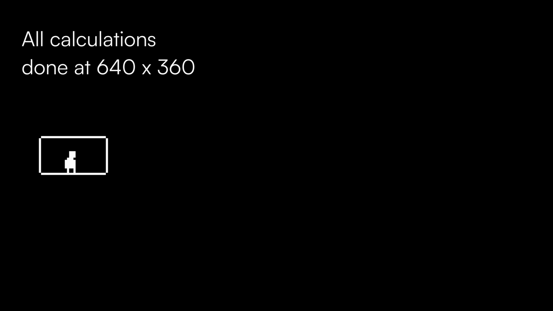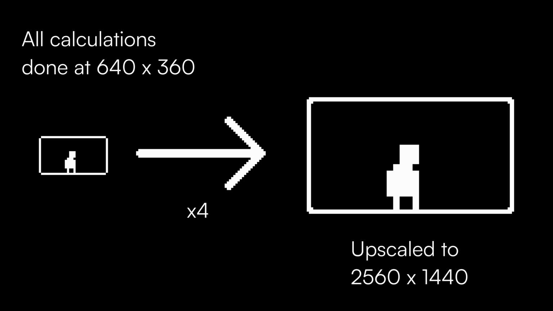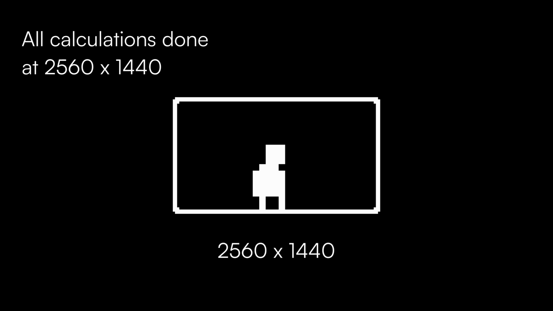We can either render the game at the target resolution, which in this case is 640 by 360, and then upscale the image so that it fits the monitor's resolution. And this is typically the approach that's recommended for pixel art games. Or alternatively, you can just directly render the game at the monitor's resolution.